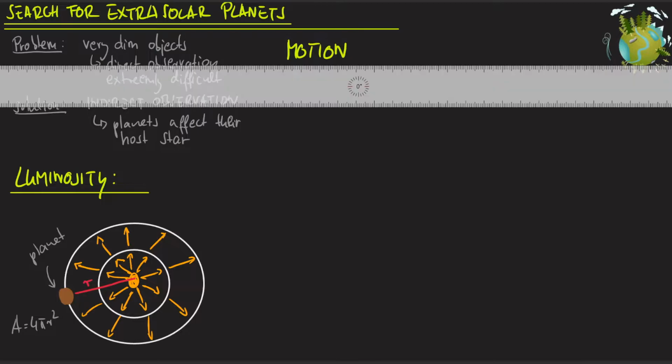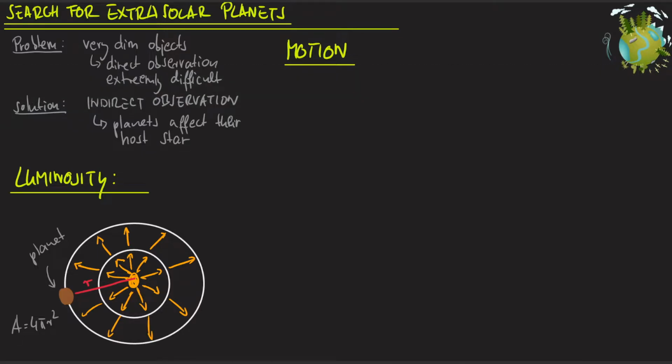Another property that is changing is motion. Two bodies are influencing each other, and we have the star, which is much larger than the planet, and therefore will have a larger influence on the planet. But even so, we have the planet here. The planet does influence the star a little bit, and that's a property we can observe.